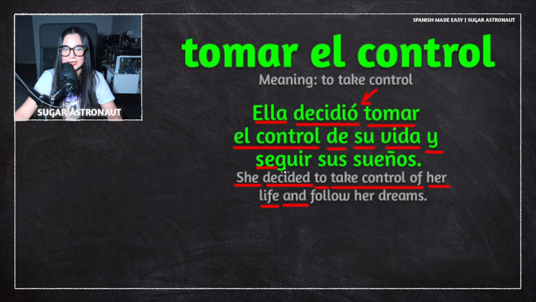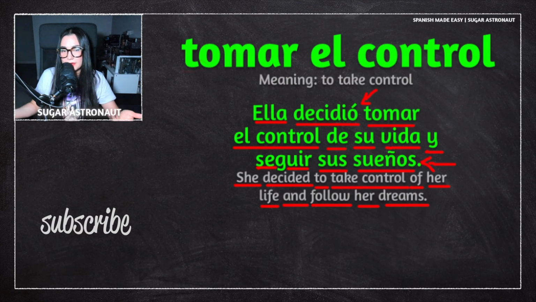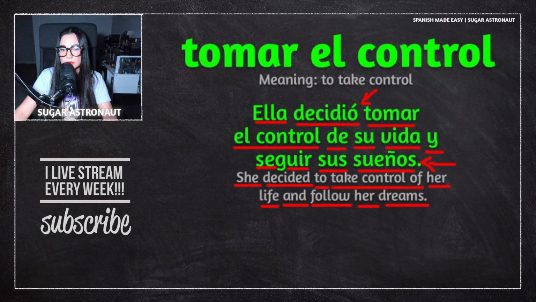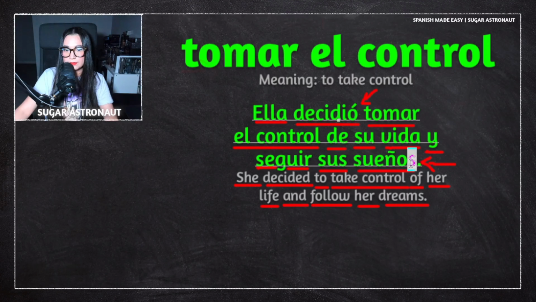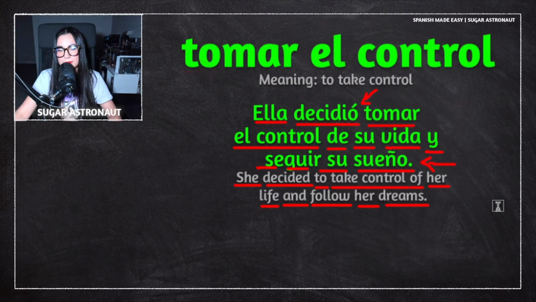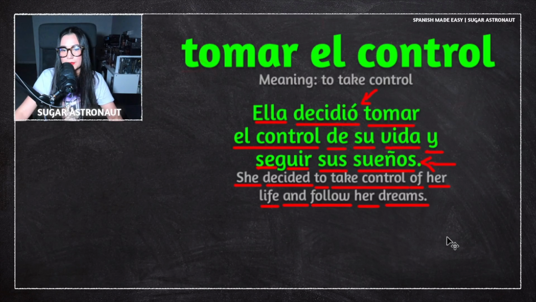And seguir, that's another verb that means to follow. Okay? Follow. Sígueme. Follow me. Sus, her, sueños, dreams. Why sus? That's a plural, her, because we're talking about more than one dream. We're talking about several dreams, definitely more than one. So it's plural. That's why we need sus sueños. If it was only one dream, su sueño, it would be like that. Su sueño, her dream. But we have plural there. So let's keep everything consistent.